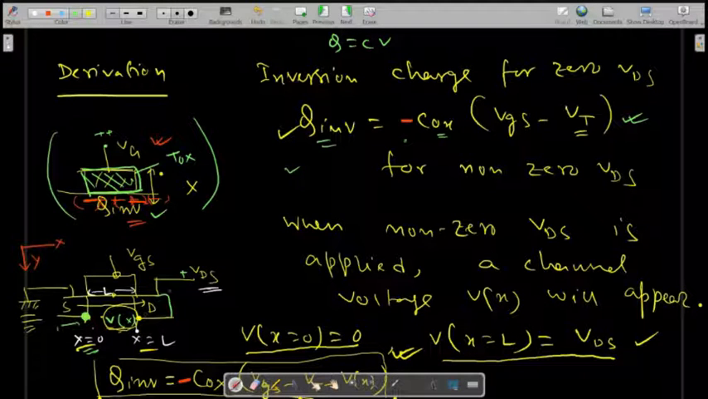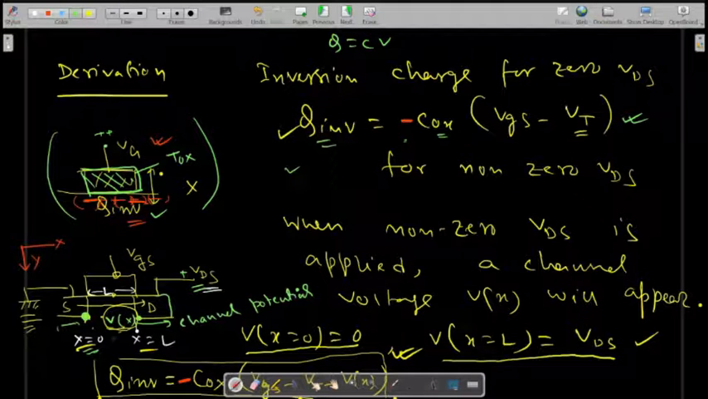And at x equal to L, the value of voltage will be VDS. So we can represent that voltage along x by using a parameter V, which is a function of x. Sometimes it is denoted as channel potential, whose value is 0 at x equal to 0 position, that is the source end, and whose value is equal to VDS at the drain end.